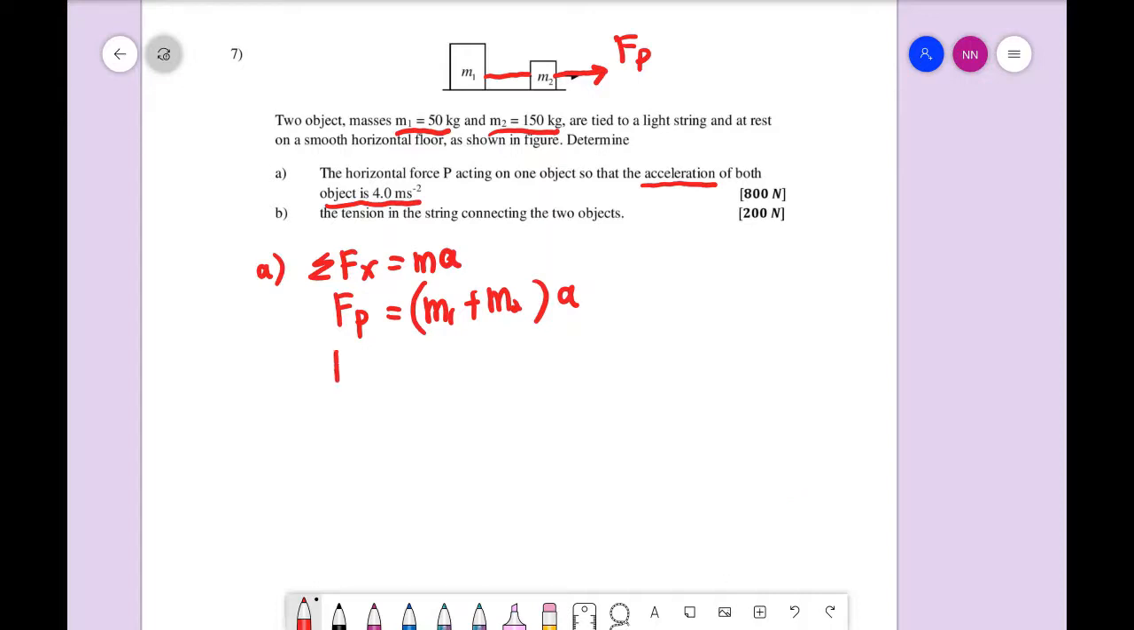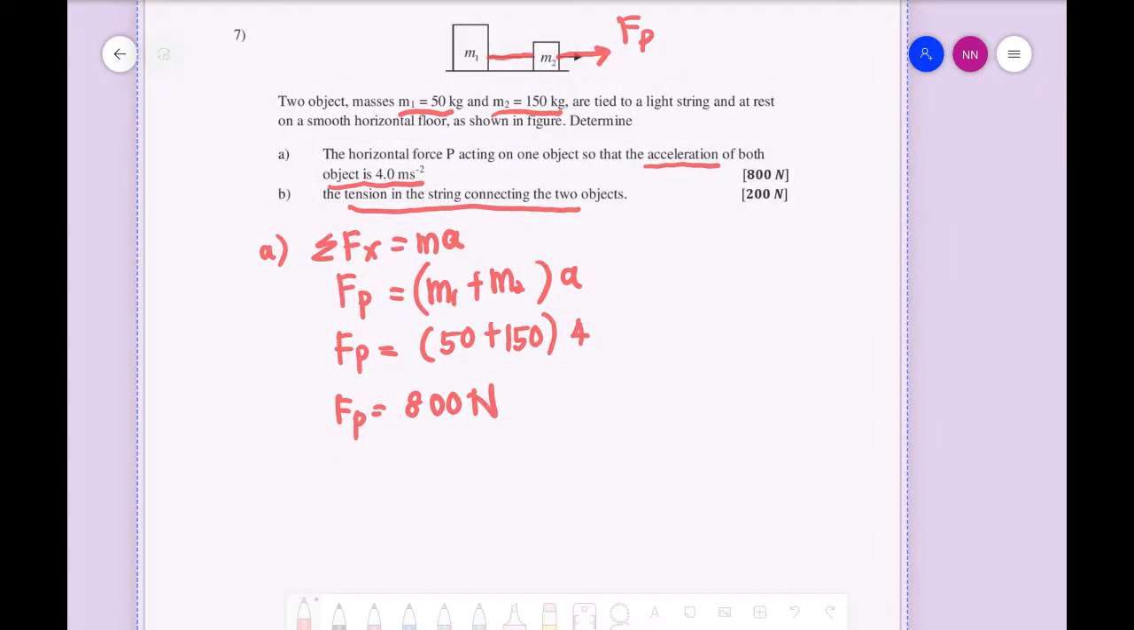So force P is the unknown that you have to find. M1 is 50, M2 is 150, and the acceleration is 4. So force P equals (50 + 150) times 4, which is equal to 800 Newton. Okay. And then B, the tension in the string connecting the two objects.